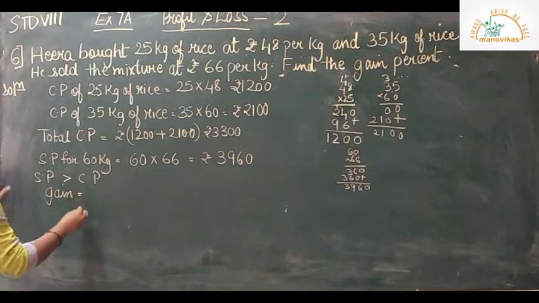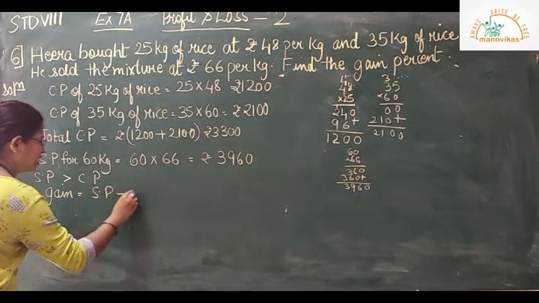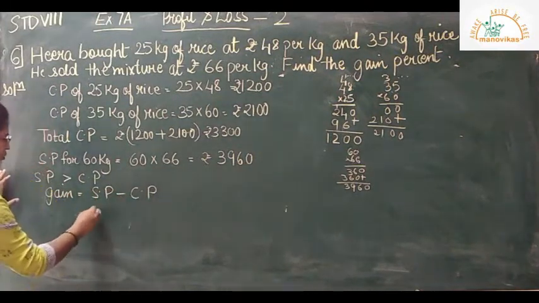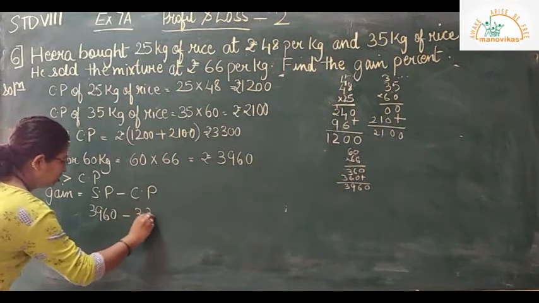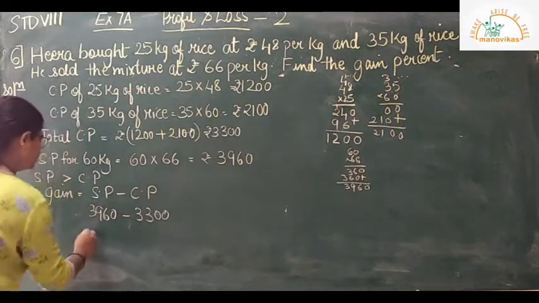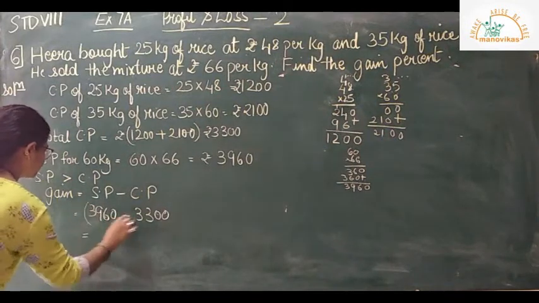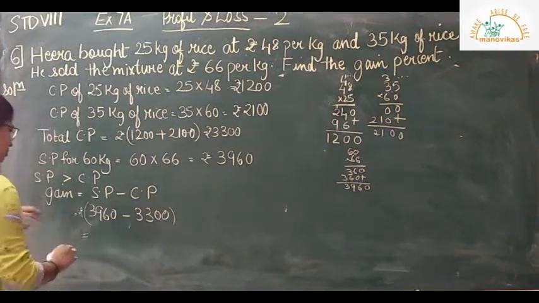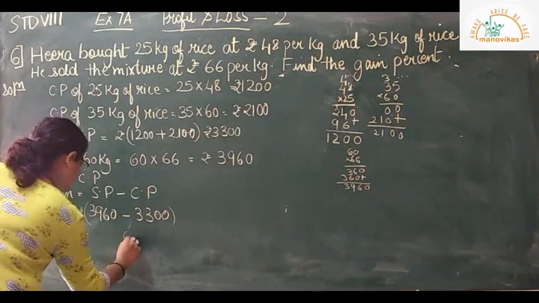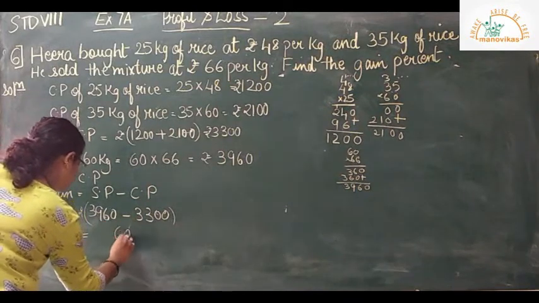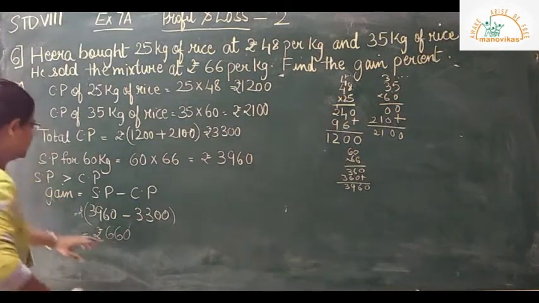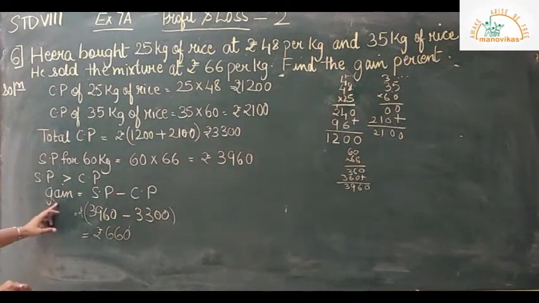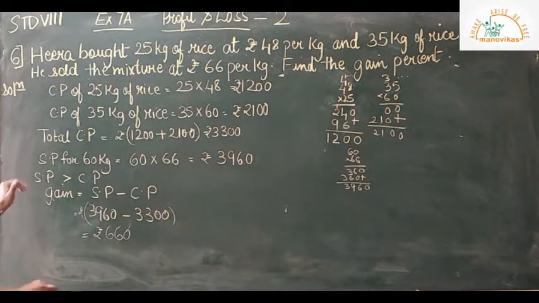Gain is selling price minus cost price, which is 3960 minus 3300. So this comes to 660. Now we have got the gain, we find the gain percentage.